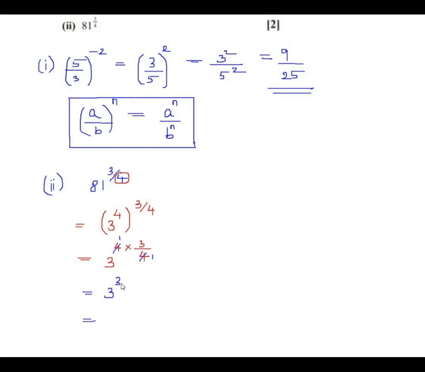So 3 cubed, or 3 to the power of 3, is nothing but 3 times 3 times 3, which is 27. So this is the most simplified answer for 81 raised to the power of 3 over 4.